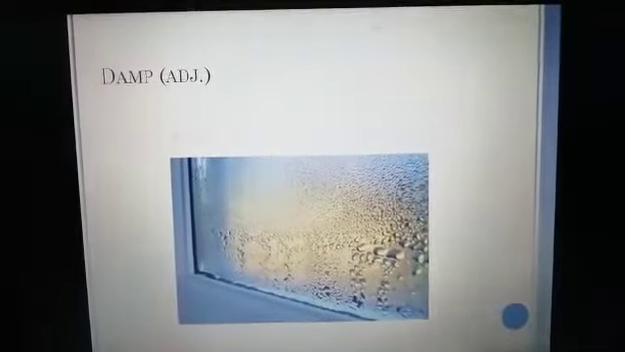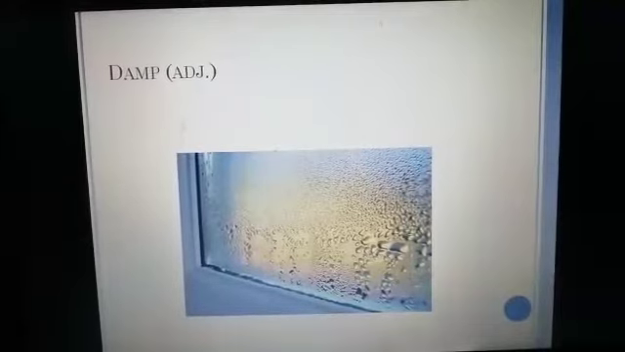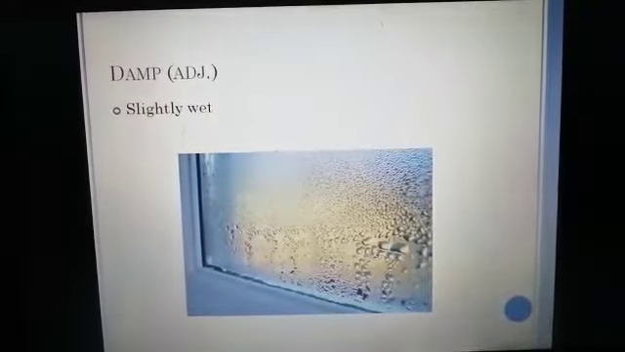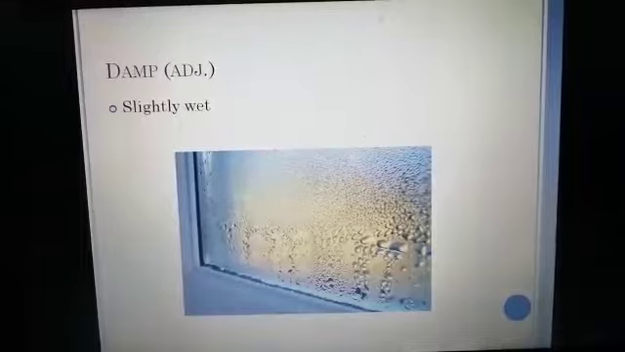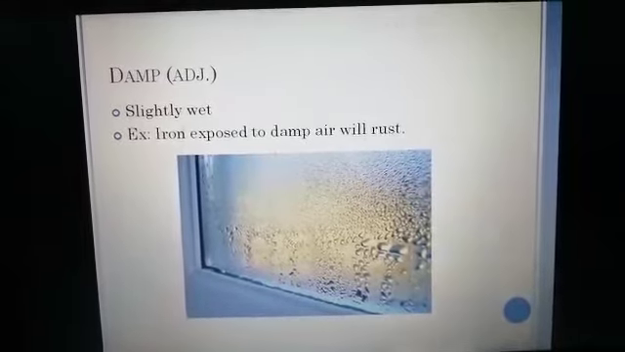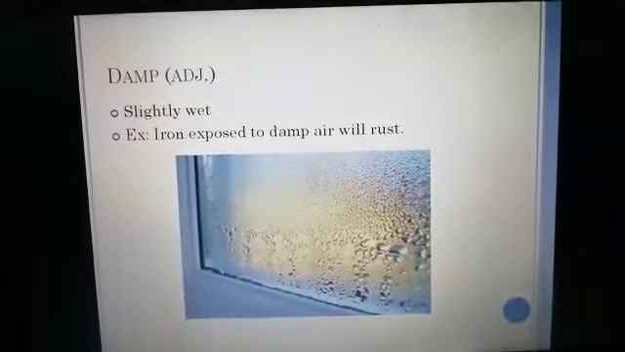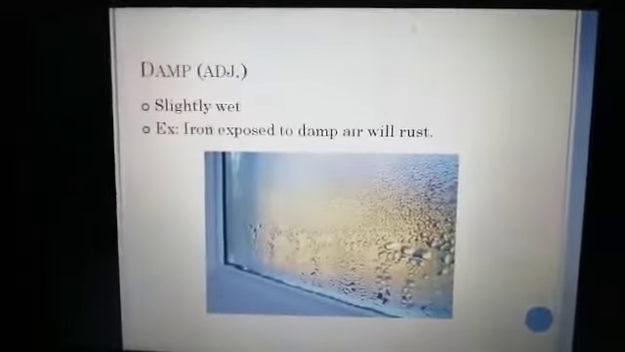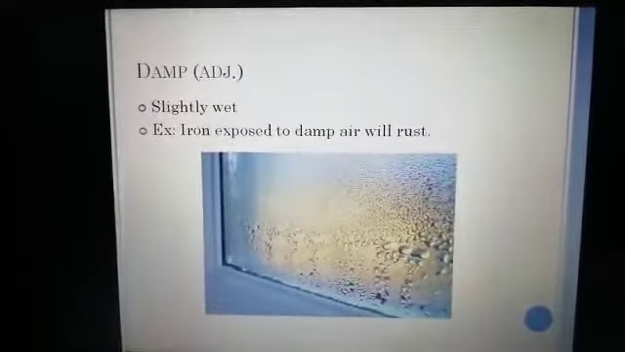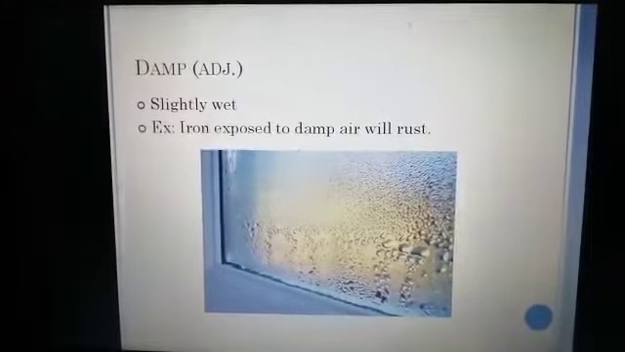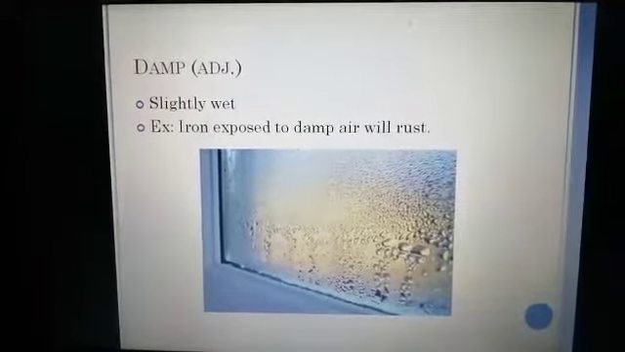Damp, it's an adjective, and it means slightly wet. For example, iron exposed to damp air will rust. You know what the meaning of the word rust? You know the brown layer on iron? That's called rust. So iron exposed to damp air will rust.